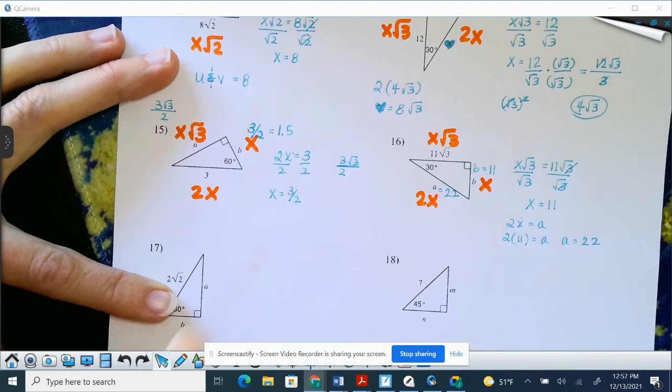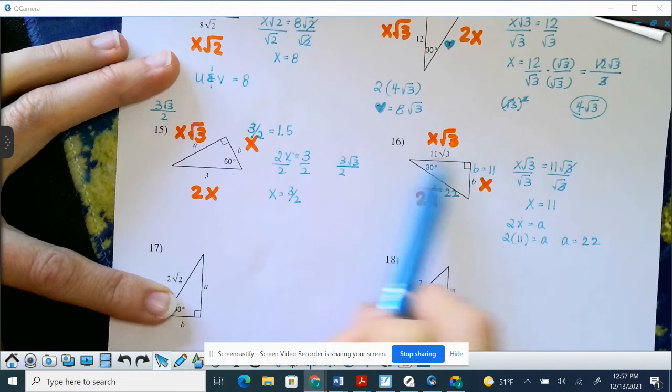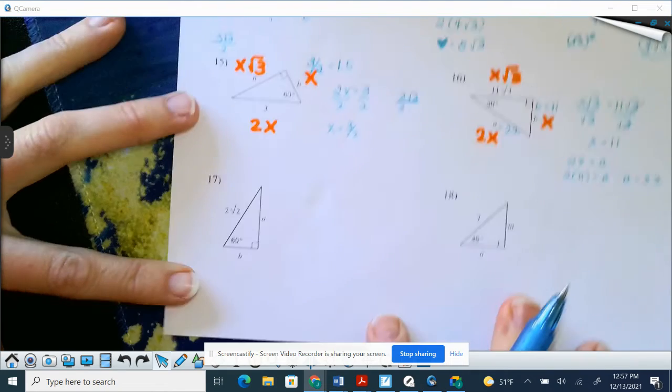So 22 and 11. So even though it looked kind of scary because you started with a radical, this one's a lot neater than some of the other ones we've done. On to our last two.